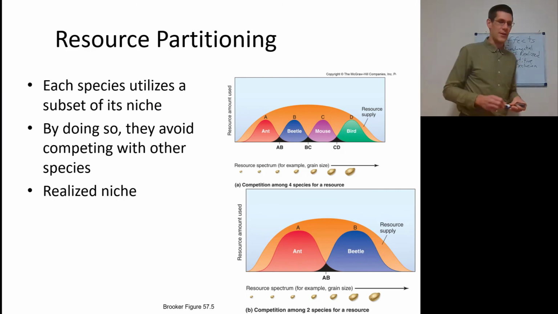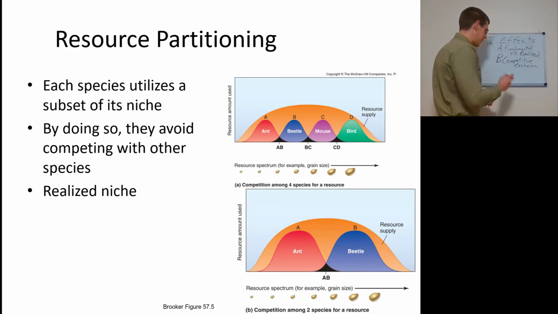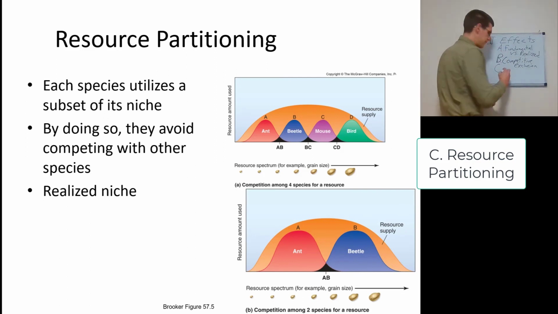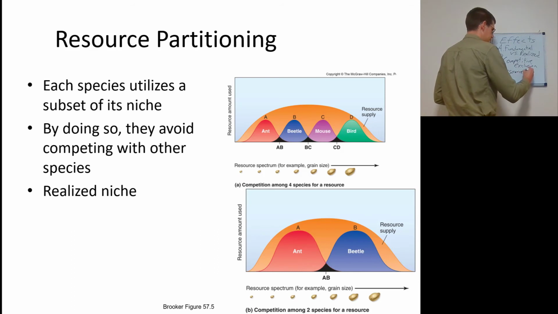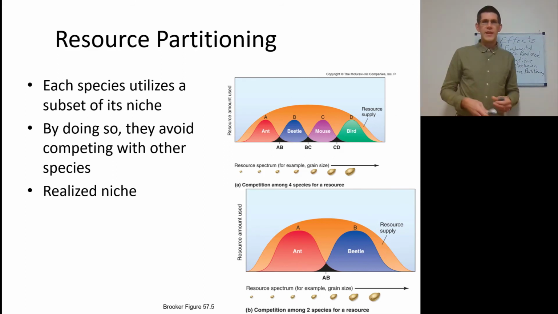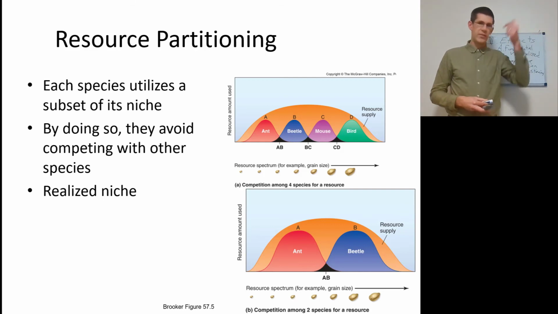All right, let's move on to resource partitioning. Sometimes there's enough resources for each to live in their realized niche. If the realized niche is still too small to support a population, extinction and competitive exclusion. If the realized niche is large enough to support a viable population, what we get is resource partitioning.